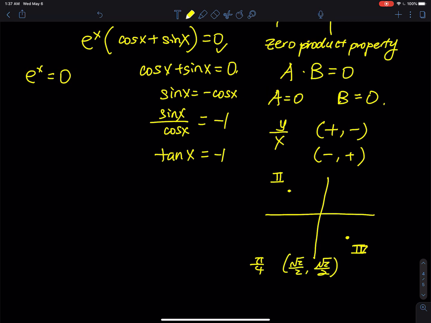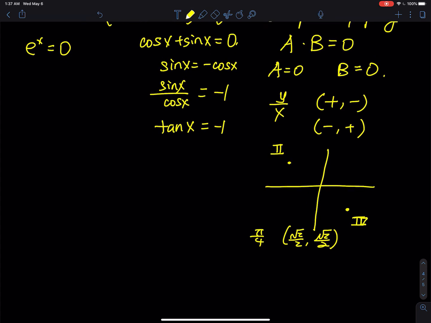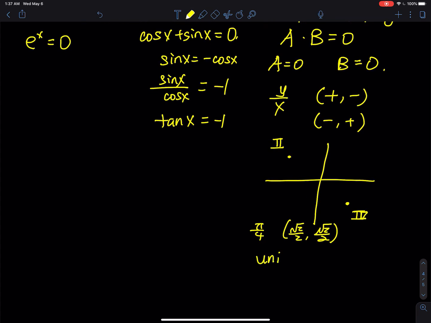If this doesn't ring a bell, you have to review your unit circle. So look it up online. Unit circle. If you don't know what I am talking about, you have to review your unit circle. Unit circle is not a topic that requires a deep discussion in calculus.